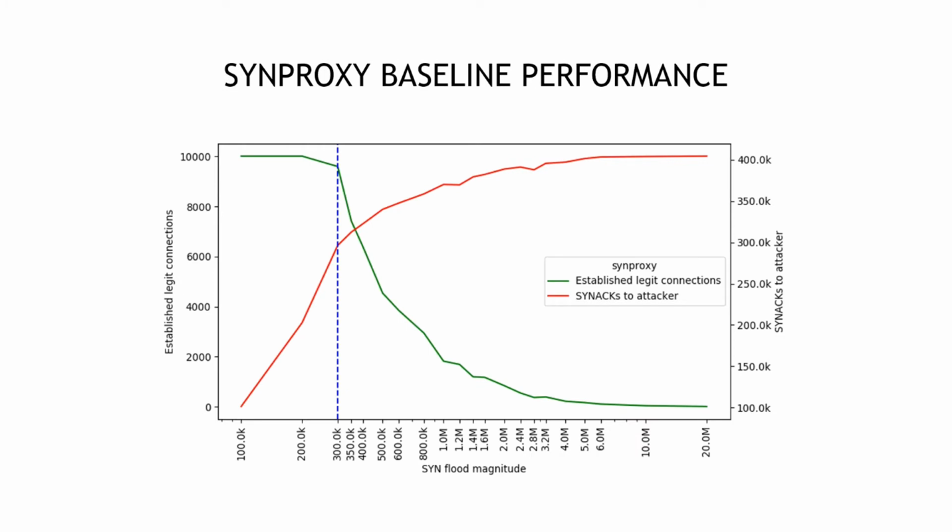The next few slides show performance under 10,000 legit connections per second and the SYN flood of an increasing rate. This plot shows the performance of non-accelerated Synproxy. Please note the logarithmic scale of the x-axis. Two lines show the number of established legit connections and the number of SYN ACK replies to malicious SYN packets under an increasing SYN flood. The amount of SYN flood that Synproxy withstands without severely impairing the service is at about 300,000 packets per second.